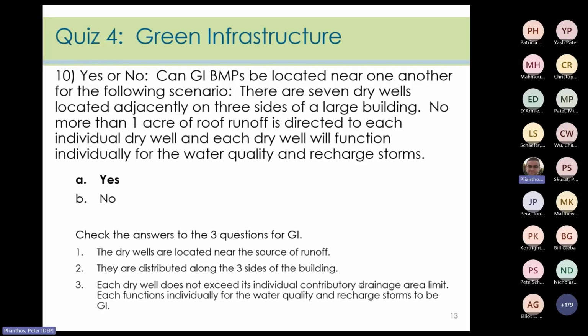So we want to check the answers to the 3 questions for GI that we've emphasized a few times today. So first, the dry wells are located near the source of runoff. They are also distributed along the 3 sides of the building, and each dry well does not exceed its individual contributory drainage area limit. Each functions individually for the water quality and recharge storms. So in that case, answering those 3 questions that way, the answer is yes.